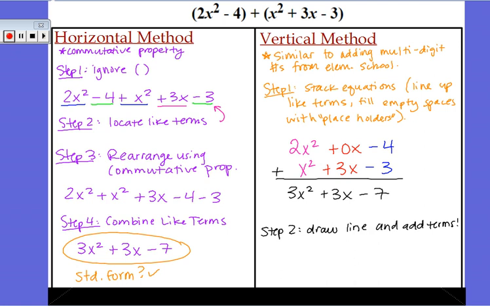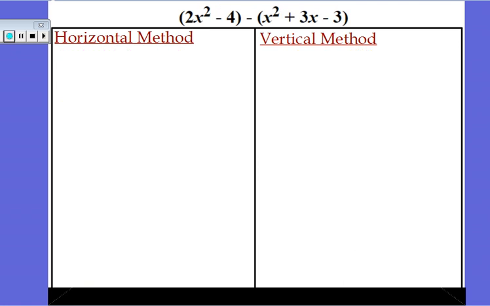Always we check for standard form, so is it in standard form? We look at our degrees. I have a degree of 2, a degree of 1, and a degree of 0. So because it's in standard form, that would be our simplest polynomial. Okay, subtraction is very similar. So we're going to take a look at using both methods with subtraction now.